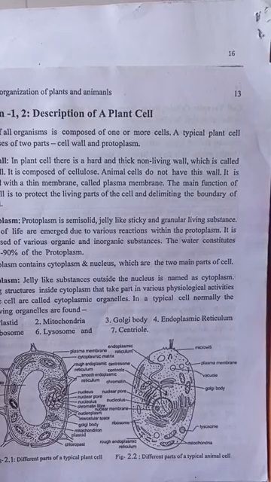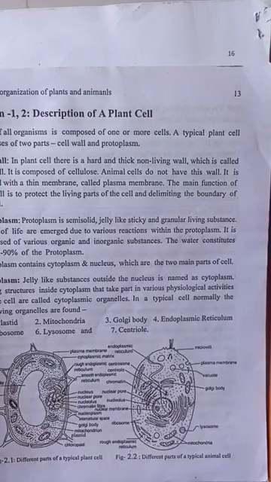Jelly-like substance outside the nucleus is named as cytoplasm. Living structure inside cytoplasm that take part in various physiological activities of the cell are called cytoplasmic organelles. In a typical cell, normally the following organelles are found: plastid, mitochondria, Golgi body, endoplasmic reticulum, ribosome, lysosome, and centriole. These are the organelles, parts of the typical cell, common cell.